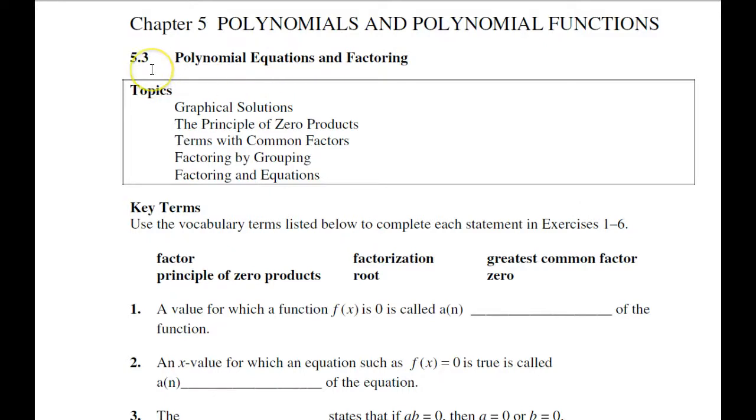We're going on now to topic 3 of chapter 5, polynomial equations and factoring. We'll talk about graphical solutions, the principle of zero products, terms with common factors, factor by grouping, factoring, and equations. So there's lots of different things tucked into this one section.